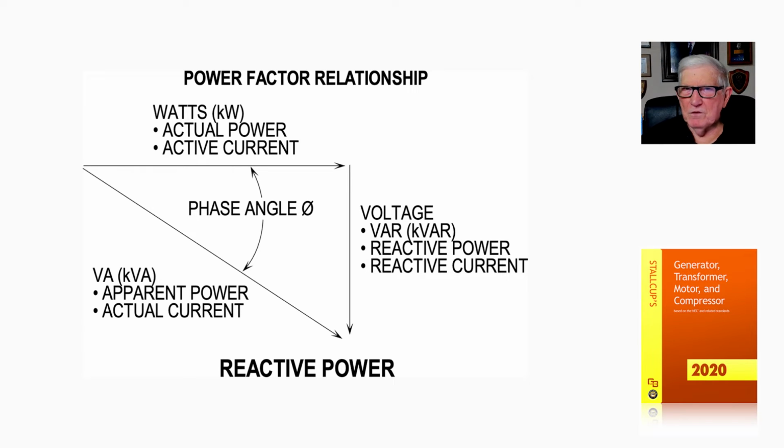To the left or the right, here, you have voltage as the VAR, kVAR, reactive power, and reactive current. The next, you have volt amps, or kVA. It's the apparent power and the actual power. Now this relationship here, and you have your phase angle, that you'd have here.